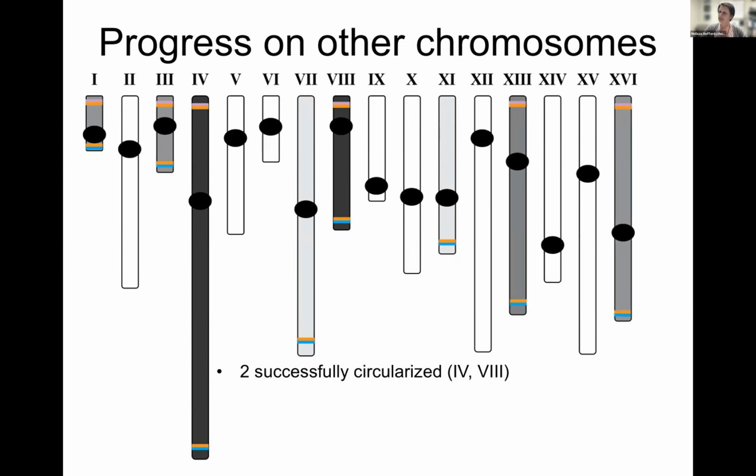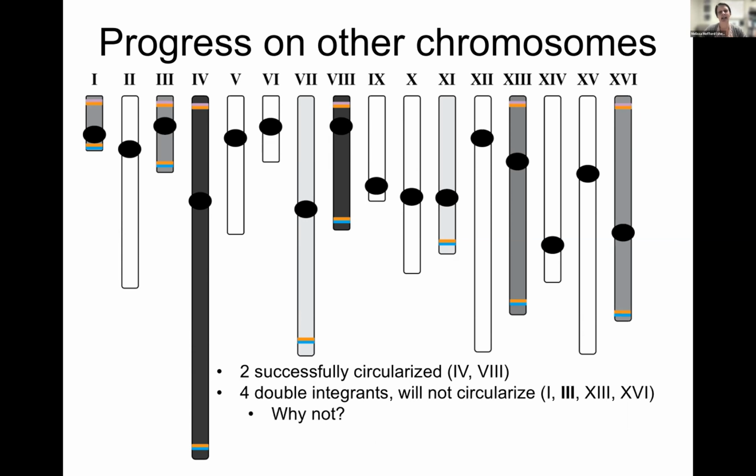And somewhat disappointing, though still interesting news, we have 4 chromosomes that we have gotten integration into both arms, and we have tried to circularize them by getting them to grow on -Ura media. And despite a lot of attempts, we cannot get them to grow, so they seem to not circularize. And there's a very interesting question of why some chromosomes will circularize and others won't using this approach. And interestingly, chromosome 3 in cerevisiae has previously been shown to be viable as a circle, is one of the ones that we can't get to circularize.